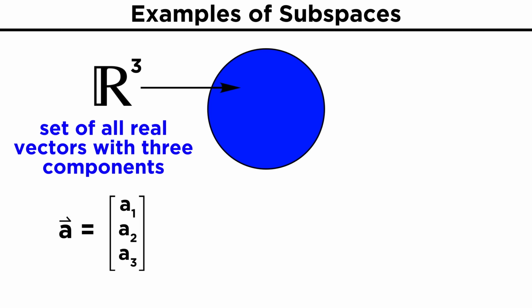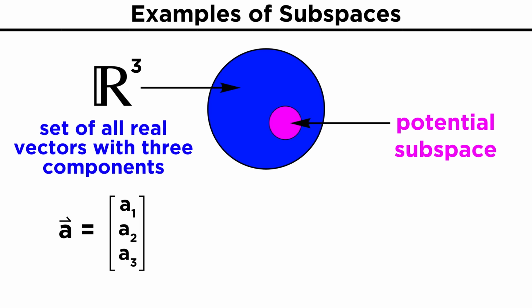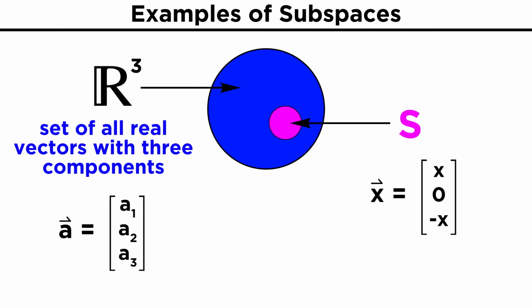We saw last time that R3, or the set of all real vectors of length 3, was a vector space. So now let's look at a specific choice of vectors contained within R3 and see if it makes up its own vector space, thus qualifying as a subspace of R3. For this example, we will choose a set S made of vectors that have the form x, 0, negative x.